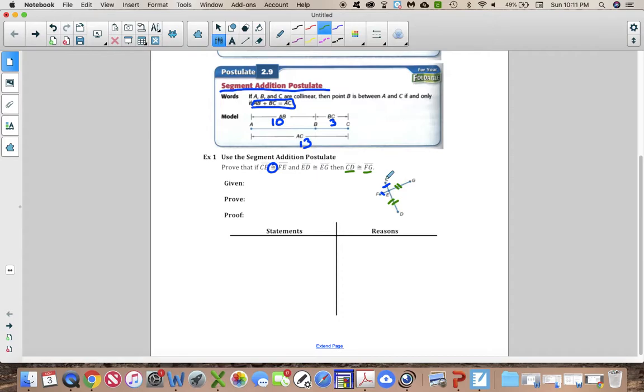Which should just make sense, right? But we can't just say it is because I said so, right? So we have to prove this. We have to prove why that's true. Okay, so I'm going to walk you through this one.